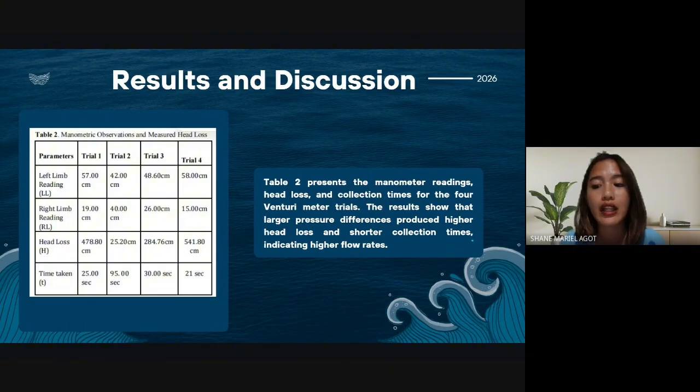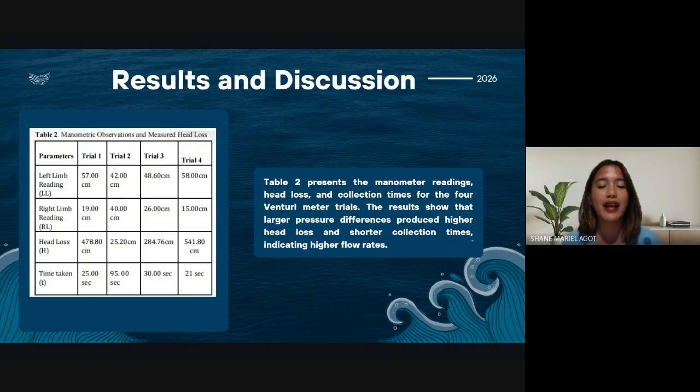The left limb reading ranged from 42 centimeters in trial 2 to 58 centimeters in trial 4, while the right limb reading ranged from 15 centimeters to 40 centimeters. These differences in manometer readings directly affected the calculated head loss values.